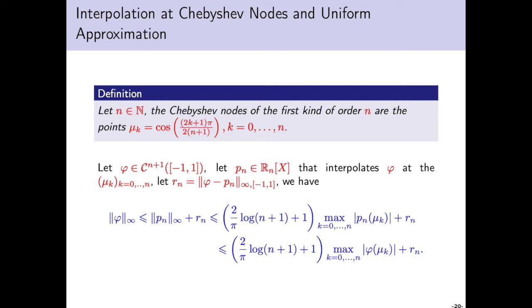So the only thing that I want you to keep in mind is that for a function phi to be small over a whole interval, it's enough to have a small approximation error and to have small values at the Chebyshev nodes. Okay? This is the only thing that you have to remember.